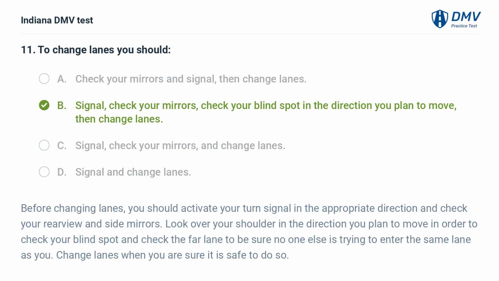B. Signal, check your mirrors, check your blind spot in the direction you plan to move, then change lanes. Before changing lanes, you should activate your turn signal in the appropriate direction and check your rearview and side mirrors. Look over your shoulder in the direction you plan to move in order to check your blind spot and check the far lane to be sure no one else is trying to enter the same lane as you. Change lanes when you are sure it is safe to do so.